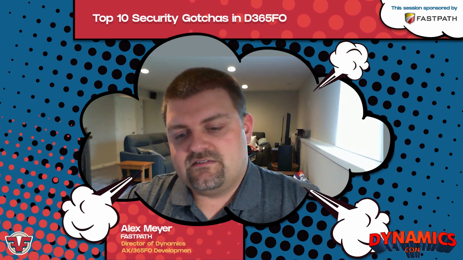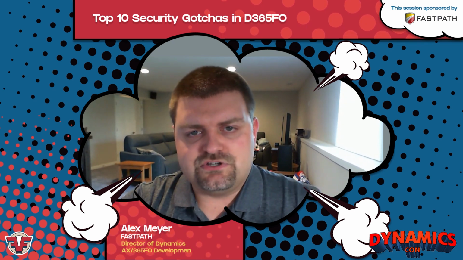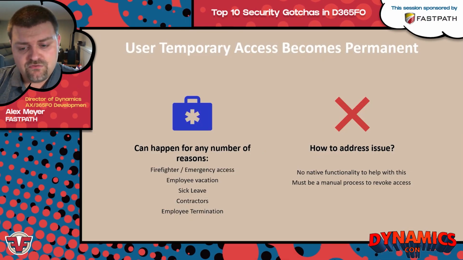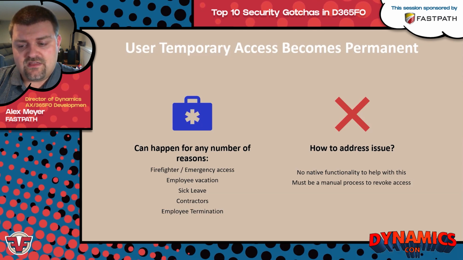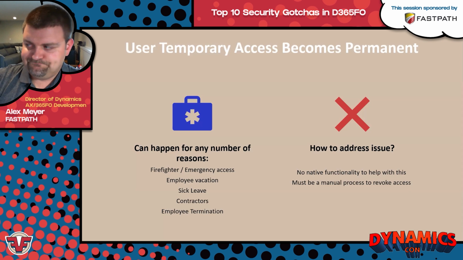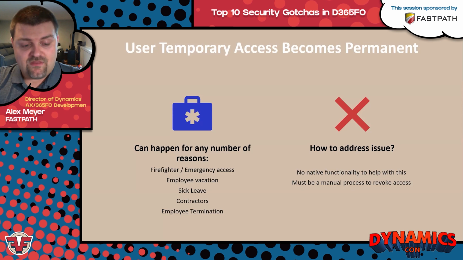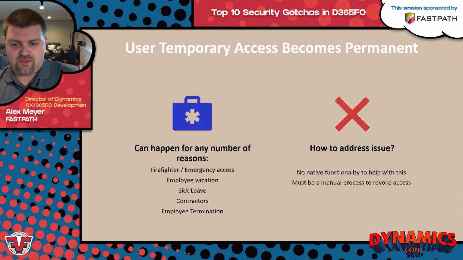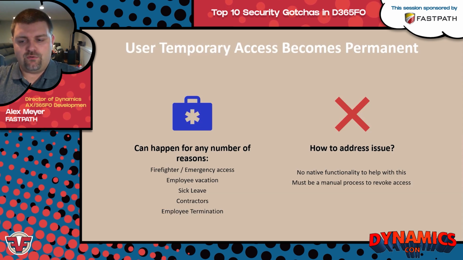So how to address this? There's really no native functionality to go in and actually do these periodic user access reviews, so it must be a manual process to actually go in and revoke this access. We'll talk about how to build out that periodic review and another gotcha coming up here. But you want to make sure you have some process as part of that, whatever the revocation process is, to actually go in and remove that.